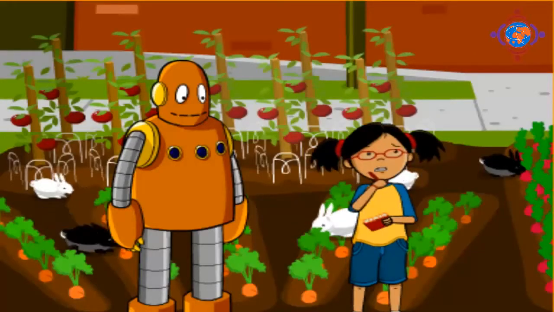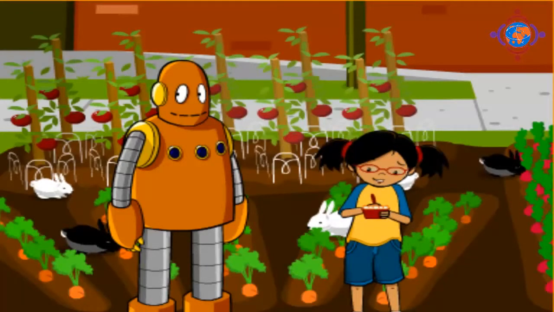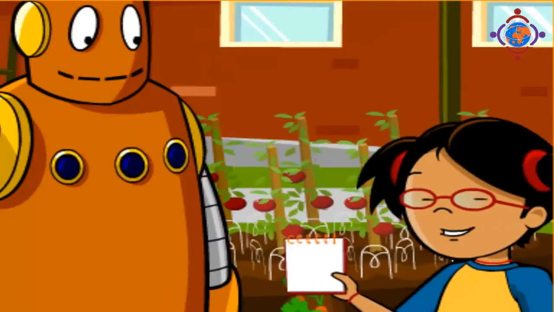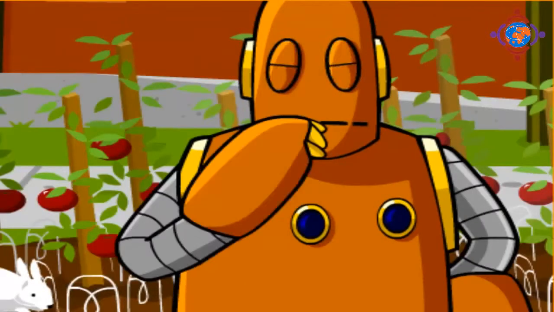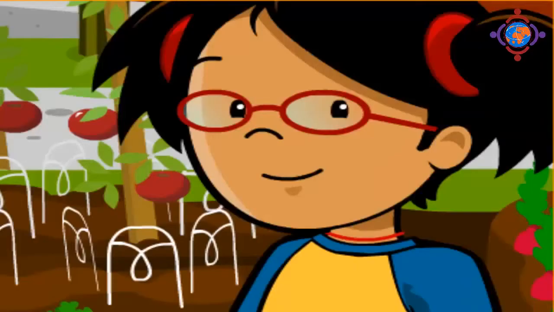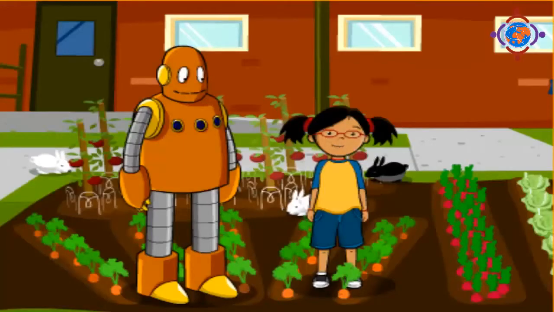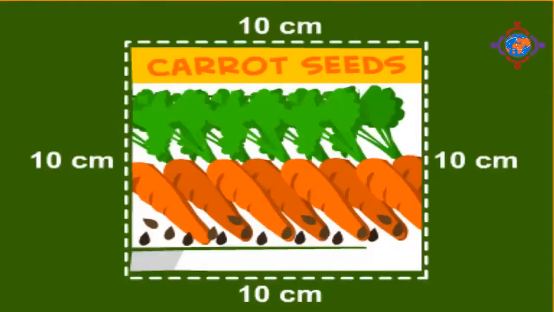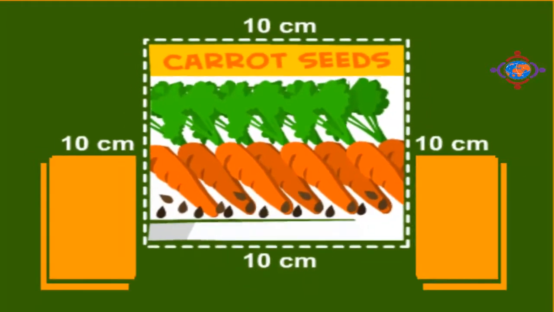But you can also find the perimeter of small things, like my notebook. Good question, Moby. How do you find the perimeter? You can find the perimeter of a shape or figure by adding the lengths of all of its sides. Each side of this packet of seeds is 10 centimeters long. To find the perimeter, add the lengths together.